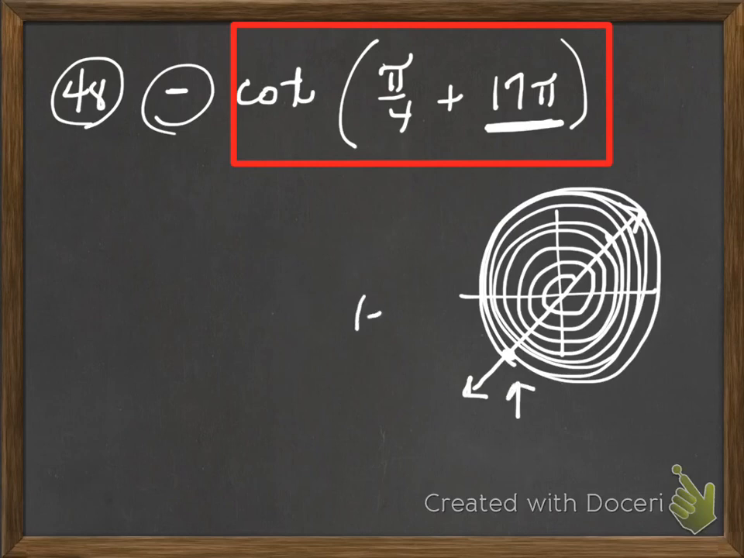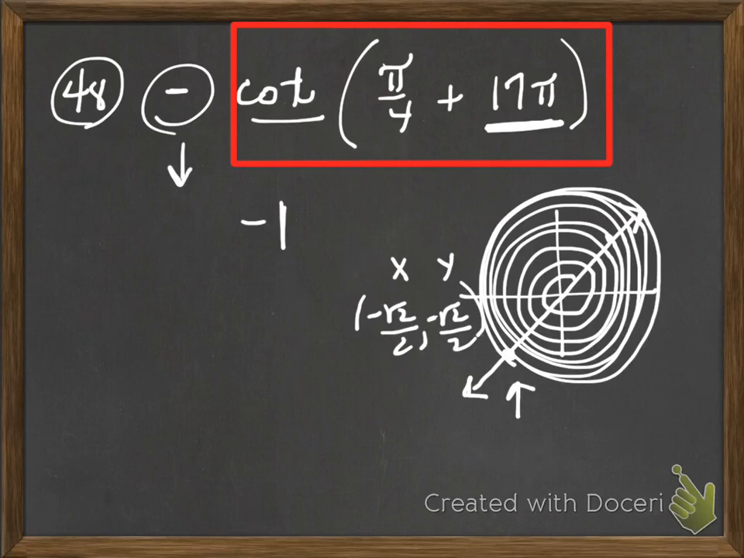That point is negative square root of 2 over 2, negative square root of 2 over 2. They're asking us to find cotangent. Cotangent is x over y. So if I divide the x by the y, that's negative square root of 2 over 2 divided by negative square root of 2 over 2. That's a positive 1. And then this negative actually comes down, and my answer will be negative 1. All right, one last problem and we'll be finished.